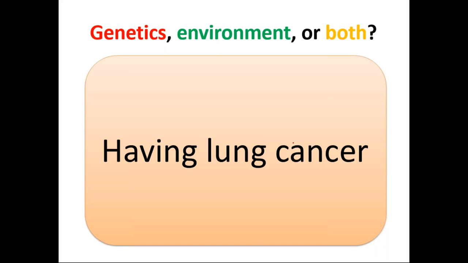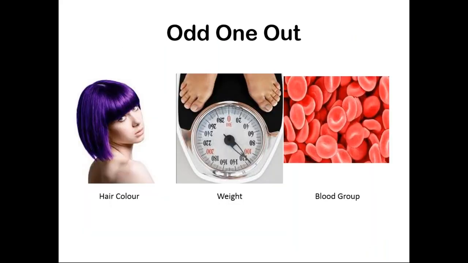So that's why we can consider lung cancer as a boss. Hair color, weight, and blood group. Both of them will affect hair color, weight also, but blood group is genetic. Genetic information will affect blood group. That's why blood group you can rule out.